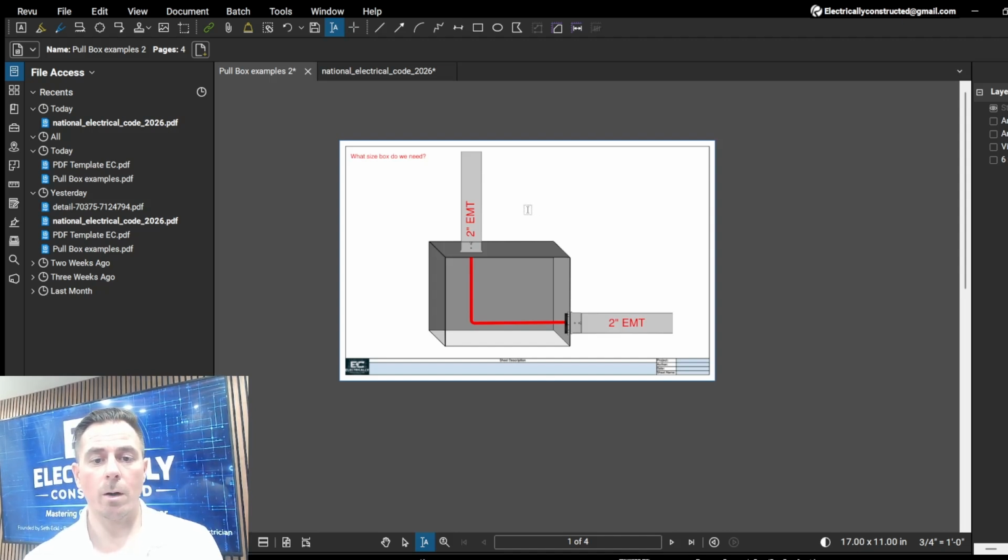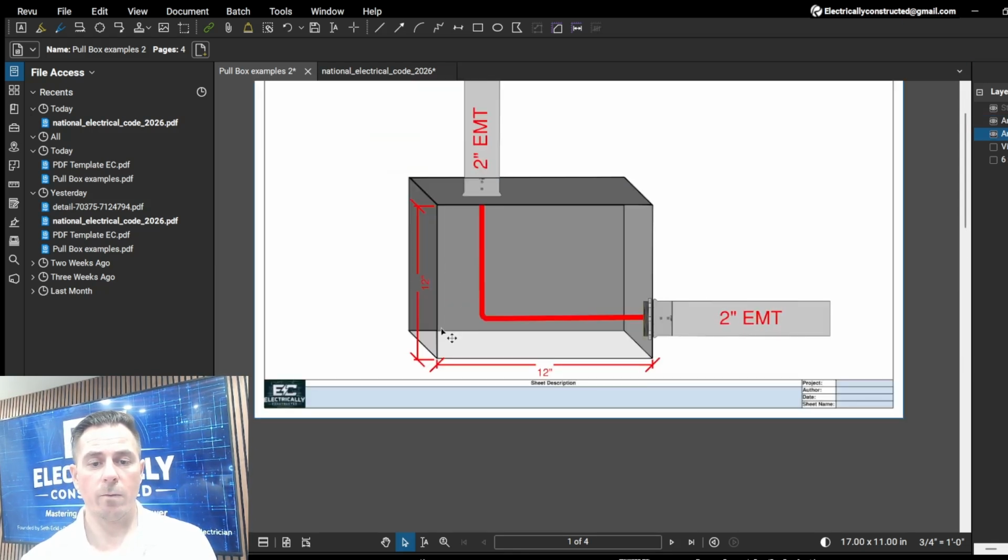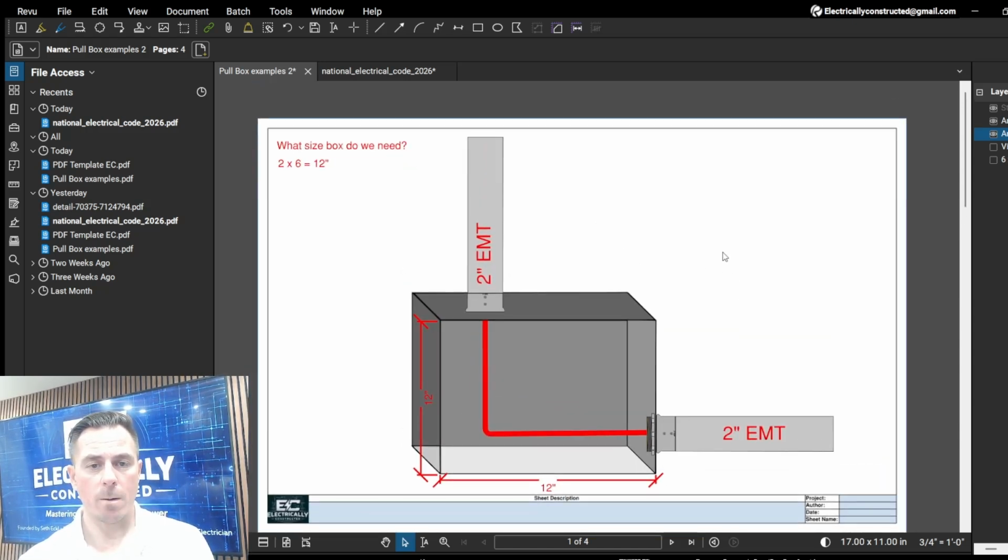There's no other multiplication here, no addition here. We have one raceway in, one raceway out. So 2 times 6 will give us 12. So the answer for this box, you have a 12-inch by 12-inch junction box to make this pole. All right.